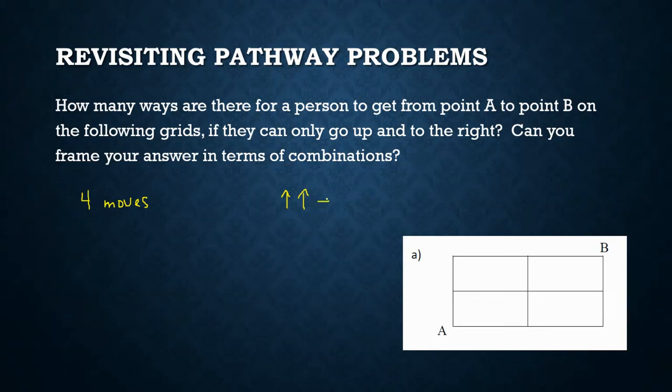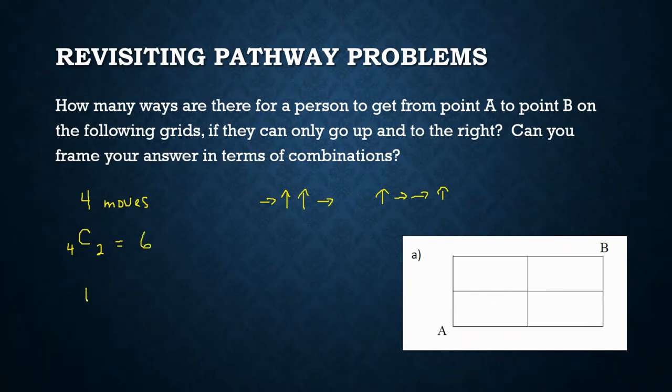Like, are they going to be in the middle, or are you going to choose the first and the last to be your ups? So it's like, of 4 moves, how many ways can you choose the 2 ups? 4 choose 2 is 6.